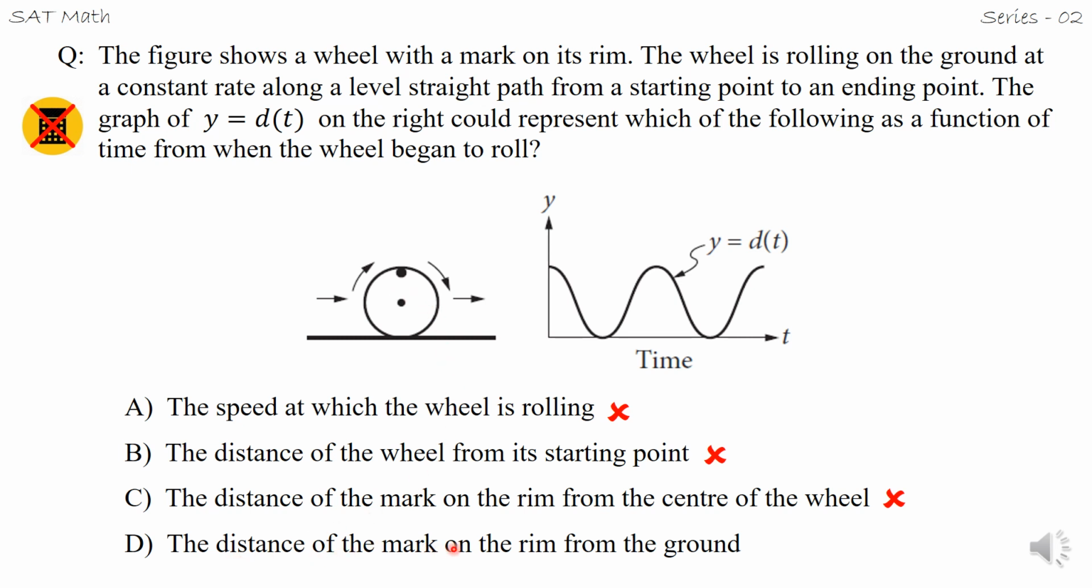Here, the distance of the mark on the rim from the ground. You can see it's changing, right? When it's rolling, the distance of the mark from the ground is changing. It's a sinusoidal wave. So this is the correct option.